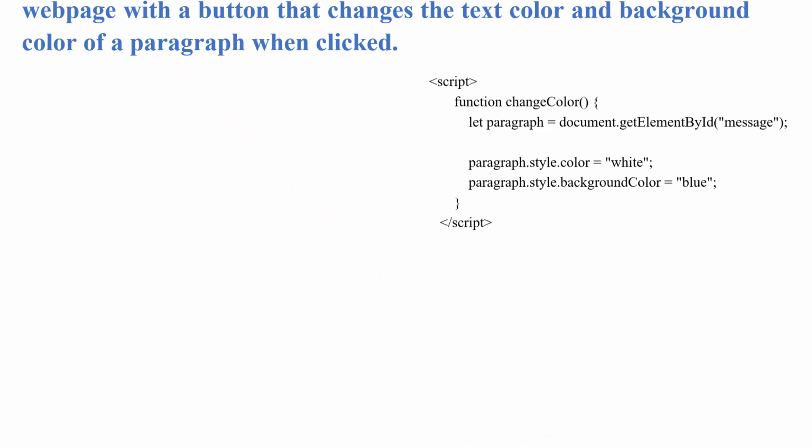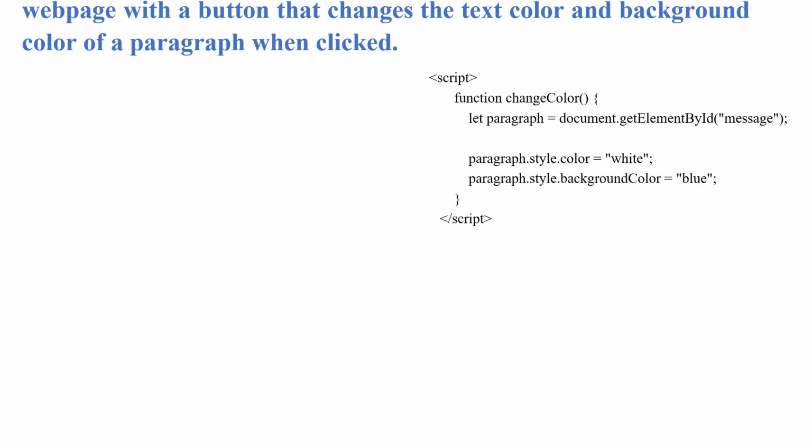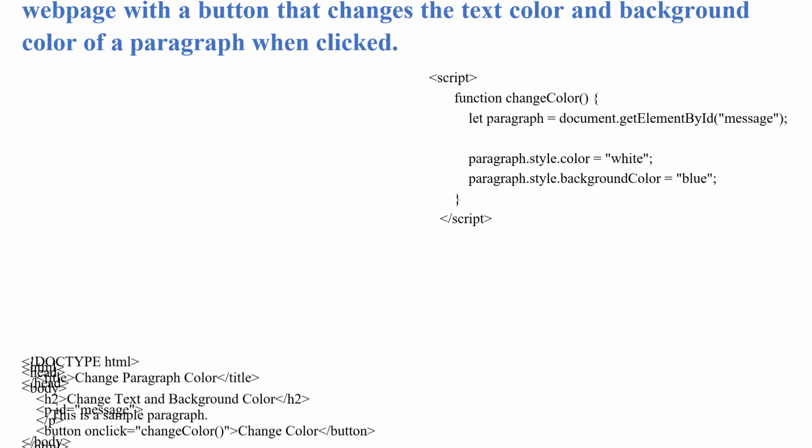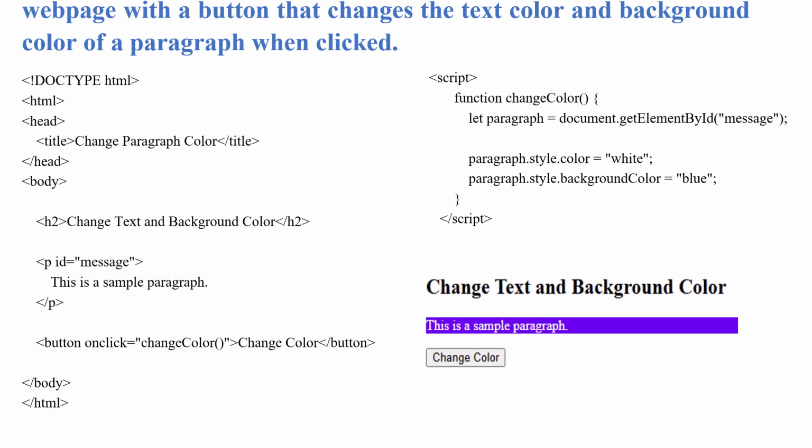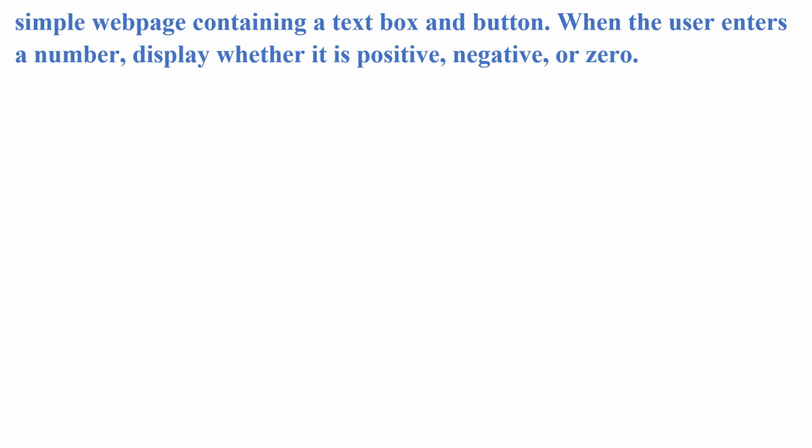Next, a web page with a button that changes the text color and the background color of the paragraph whenever it is clicked. So in the scripting function, what we do is write any message. Whenever you click on the message in a particular paragraph, the text color should turn white and the background color should be blue. The script can be added either within the head section or in the body part. So white color is the text and background color is blue. Once we click on this change color button, it changes.